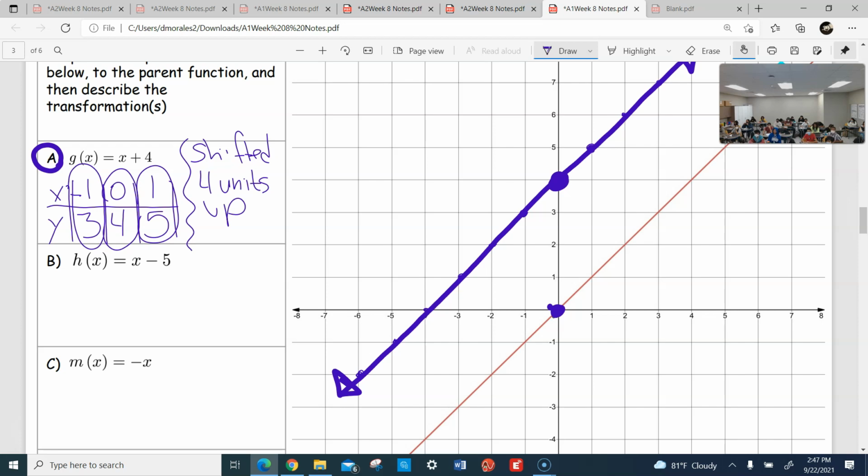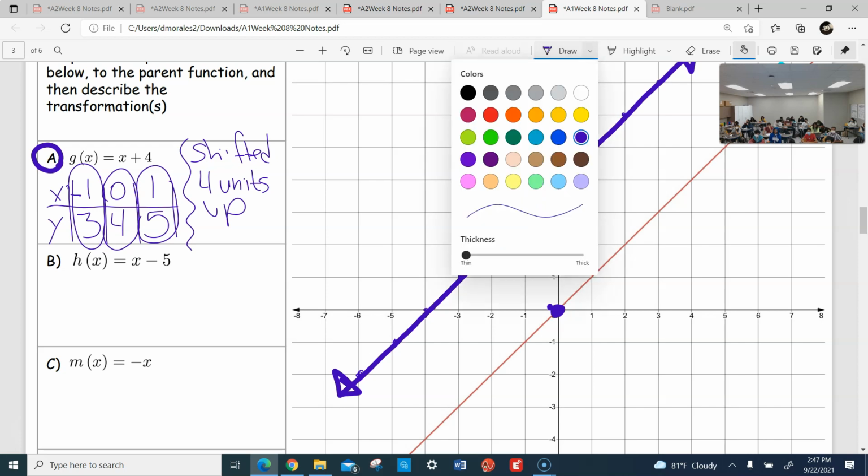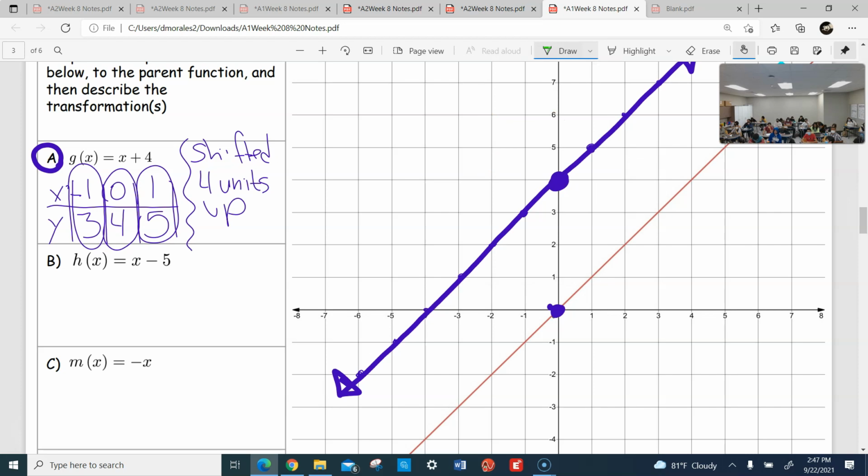So let's try this again with our new one. I'm going to switch up colors. So those of you who are using different colors, here's your chance to mix it up a bit. So let's do line B. We're going to make the same type of table again, x's and y's. I only need 3 good points. And I'm going to use -1, 0, and 1 again also for my x values.